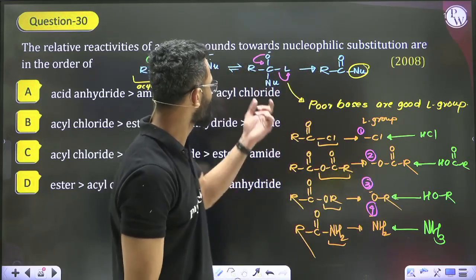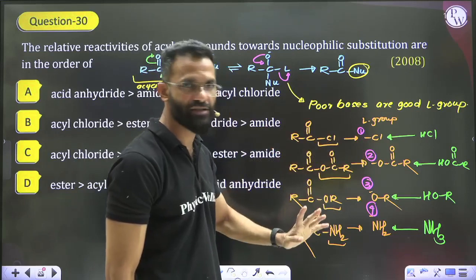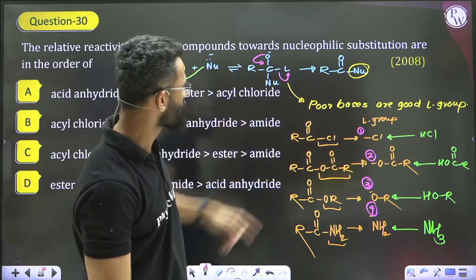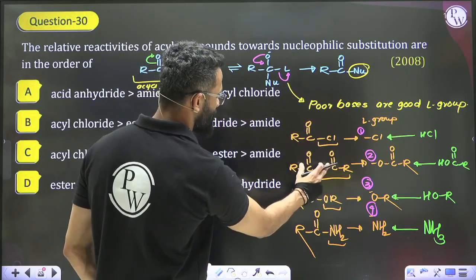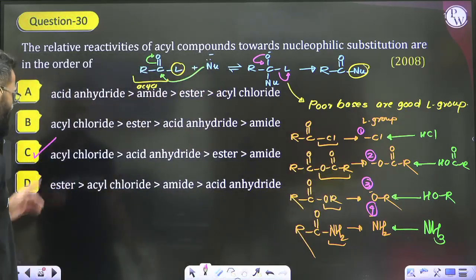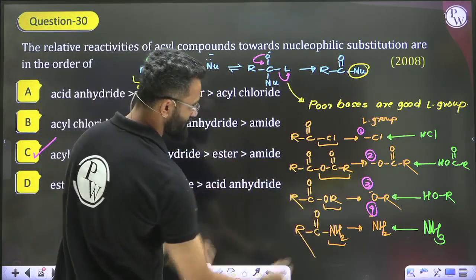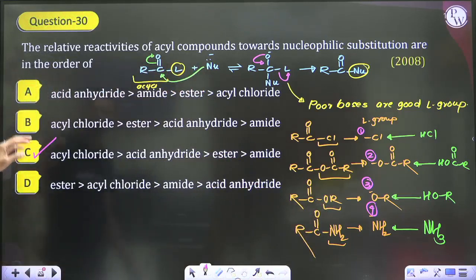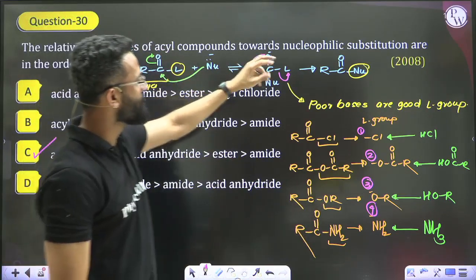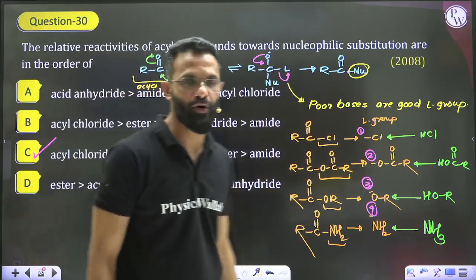So wherever the leaving group is Cl minus, it is going to be the best leaving group. So the order of reactivity will be fastest with the best leaving group. Hence you will say acid chloride reacts fastest, then anhydride, then ester, then amide. So where is that order? Here it is: acid chloride, then anhydride, then ester, and then the acid amide. So the right choice is option C. So the relative reactivity rate of acyl compounds depends upon the leaving group ability. The better the leaving group, the faster the rate of reaction. And that's how we get the corresponding order.